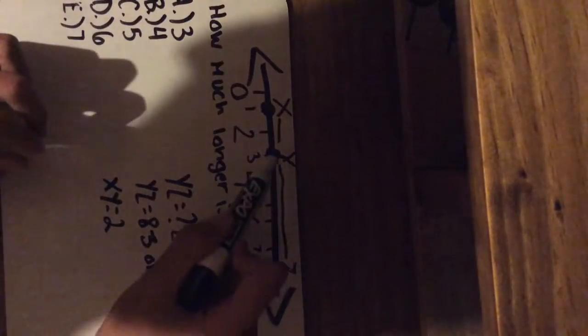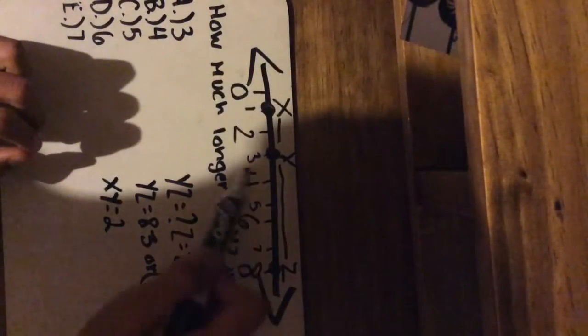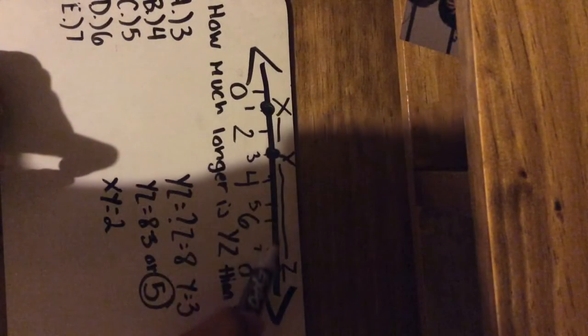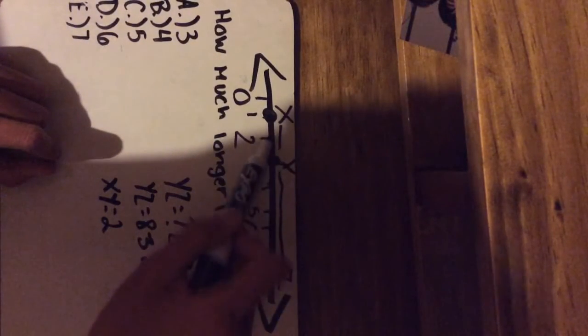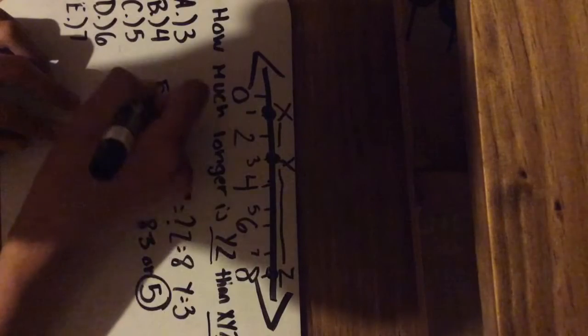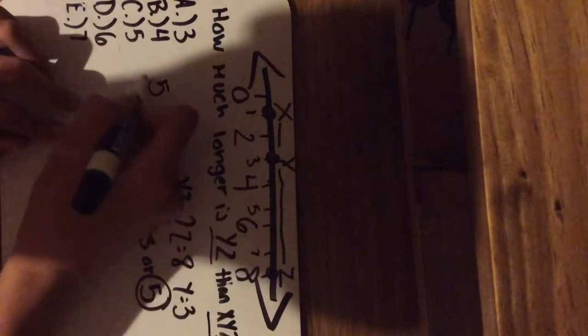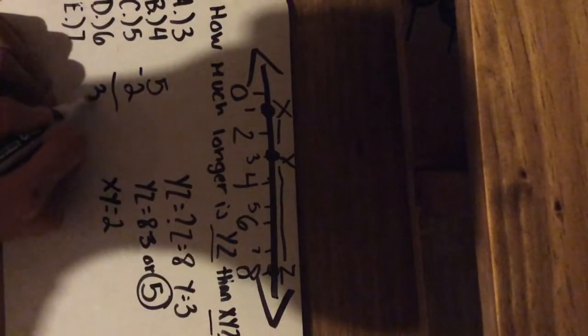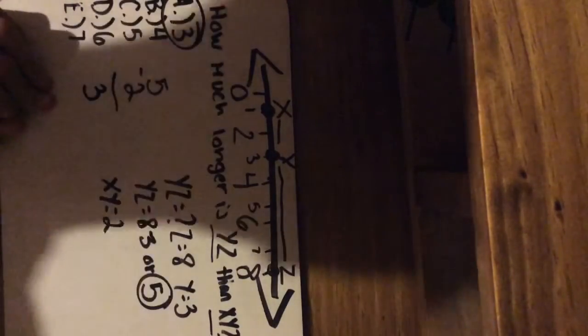Okay, so another way to find the length of YZ is just easy counting: 1, 2, 3, 4, 5. XY, 1, 2. XY equals 2, YZ equals 5. Okay, so now we have to find out how much longer YZ is than XY. Basically, it's how much bigger is 5 than 2. So we can just subtract. So 5 minus 2 will give us the answer of 3, or A.